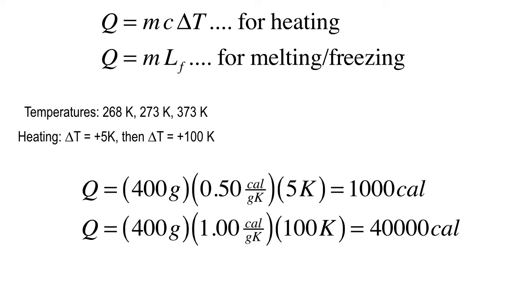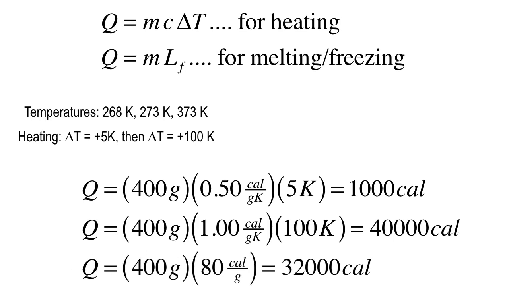So we're assuming 400 grams, nothing leaks out. And if it's liquid, it's 1.00 calories per gram Kelvin. And it's going 100 Kelvin up to 373. So you multiply that out, ding, 40,000 calories. All right, verify me if you want. All right, now we'll go to the middle step. I saved it for last. It's the easy one. You can do them in any order you want.